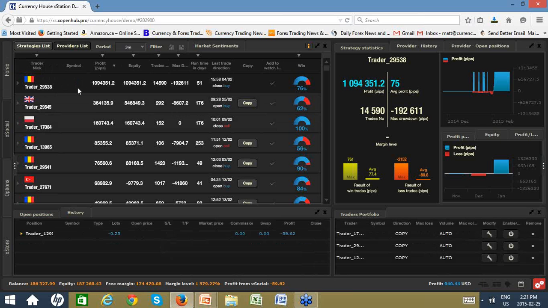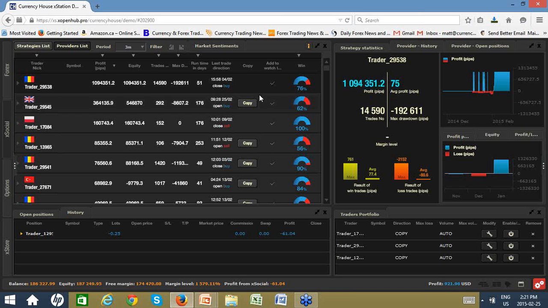So we're ranked in terms of overall profit right now. You can see this trader from Romania, I believe, is currently ranked number one. It's tough to say. Let's see, their average profit is only about 75 pips per trade. That's not the greatest, even though they're about 1 million pips up right now in terms of overall profit.